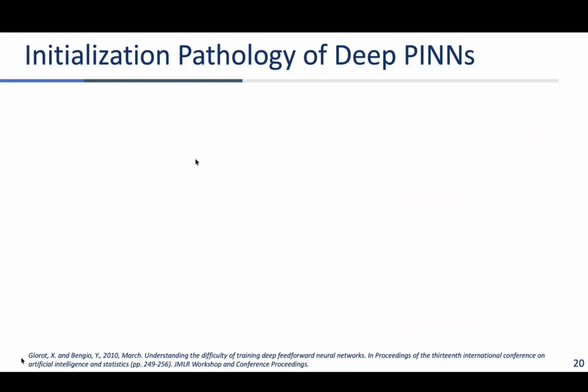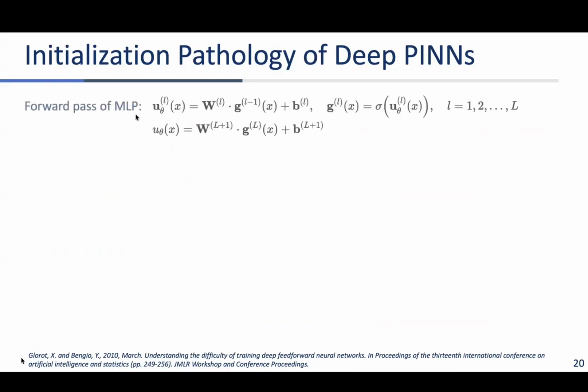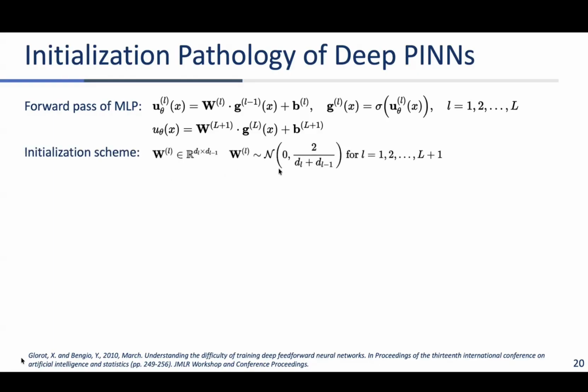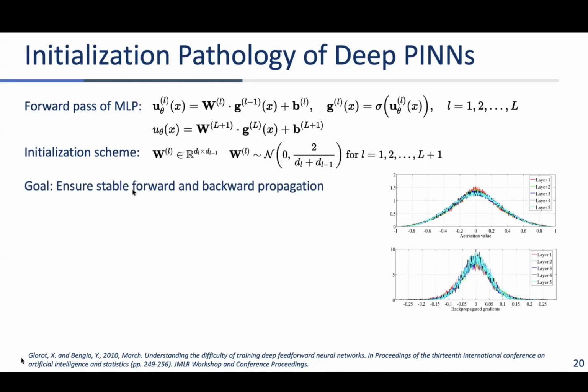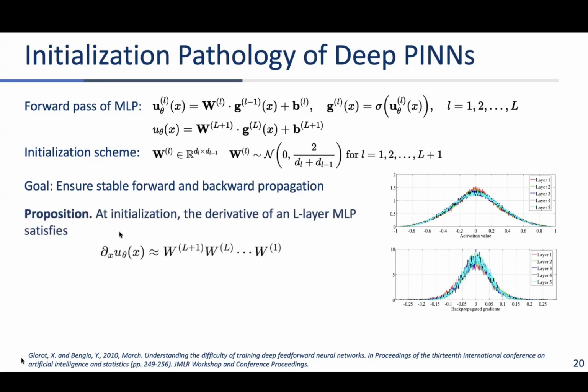Okay, now let's first revisit the initialization of MLPs. This is a definition, still defined recursively. We use h^l to denote the hidden layers, and we use sigma to denote the activation function. What's important is the initialization scheme. Here I just show the Xavier initialization schemes, and there are many other ones. The key is that those initialization schemes are not randomly chosen, but carefully designed, with the purpose of enabling stable forward and backward propagations.